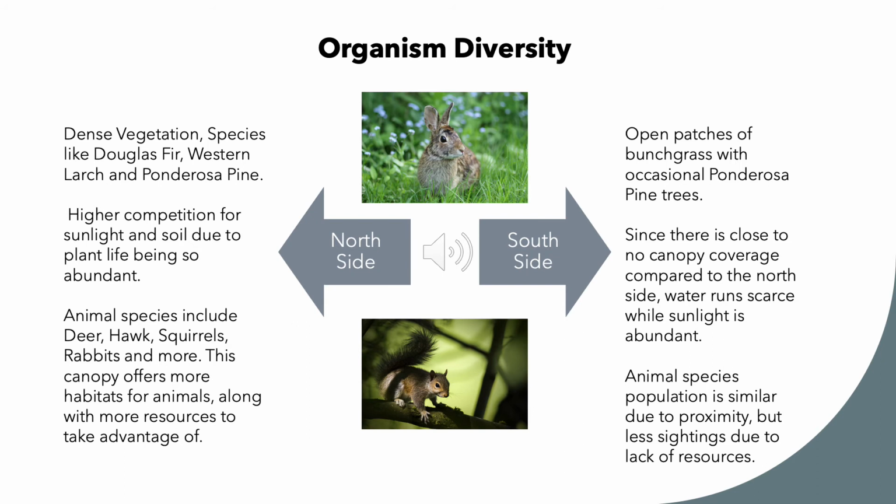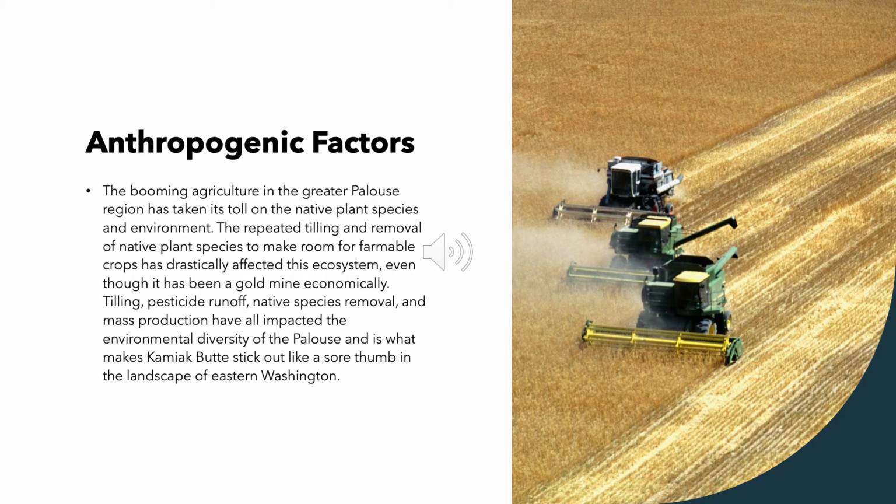The north side, however, has open patches of bunchgrass, with the occasional ponderosa pine standing tall. Since there is close to no canopy coverage compared to the south side, water is easily absorbed into the dry soil. The booming agriculture in the greater Palouse region has taken its toll on the native plant species and environment.